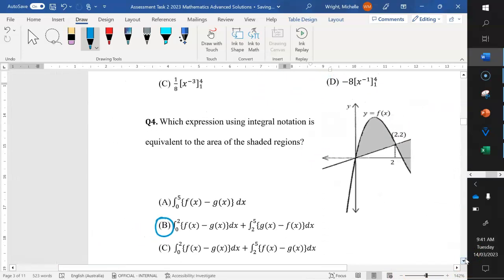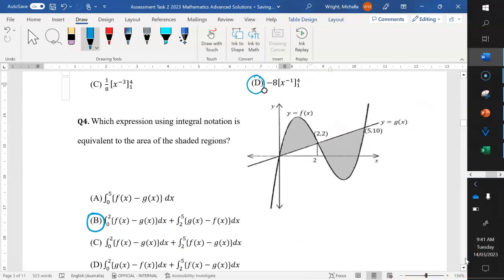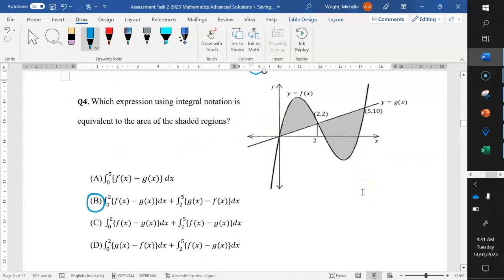Okay, let's have a look at this one. Rightio. So you needed to know your theory for question 4. It says which expression using integral notation is equivalent to the area of the shaded region. So we're going to do them separately. If we have a look at this first graph here, within the region 0 to 2, that kicks out our first one. So within 0 to 2, we've got B, C, and D that would work. This function f of x is above g of x. So we want f of x minus g of x. So D's booted out because I want f of x minus g of x. So it's going to be either B or C.